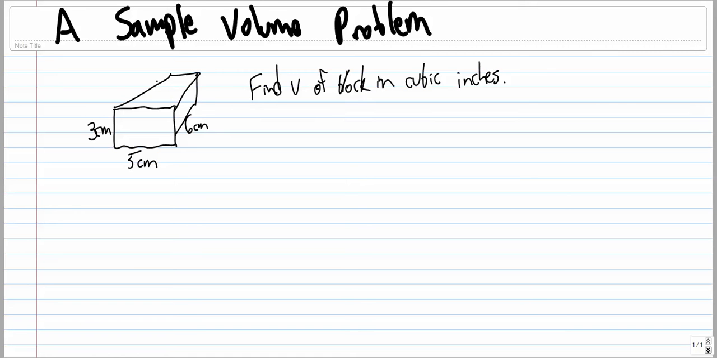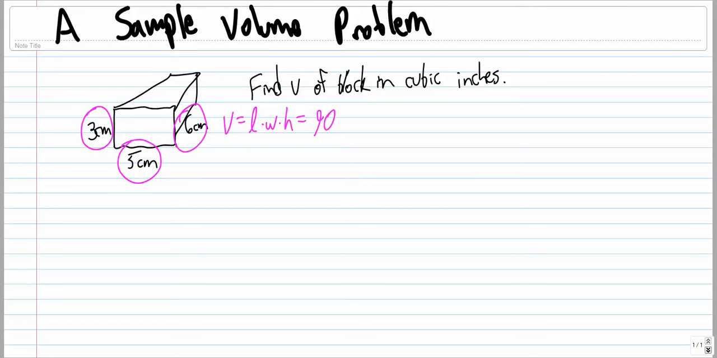The first thing we're going to do is find the volume of this block. How big is that block? How much space does it take up? I already mentioned that the volume of the block is length times width times height. So that's going to be 3 times 5 times 6. Let's see if I can do that without a calculator. 6 times 5 is 30. 30 times 3 is 90. So my volume is 90.